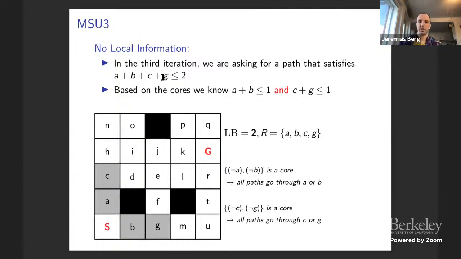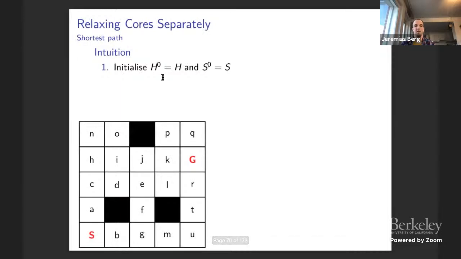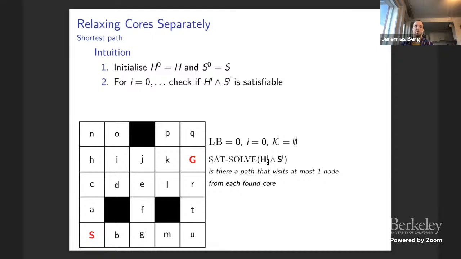But the way in which I want to take this from here is instead to talk about this second alternative that I mentioned, which is to make use of this information by relaxing each core separately. So if we go back to the same example, this time around we're taking a so-called working instance, which I denote by H0, the initial hard clauses, and S0, the initial soft clauses. And then we first ask the SAT solver for a model that would satisfy all of the hard clauses and all of the soft clauses. So implicitly, the first call is asking, do we have a solution to this MaxSat problem that has cost zero?